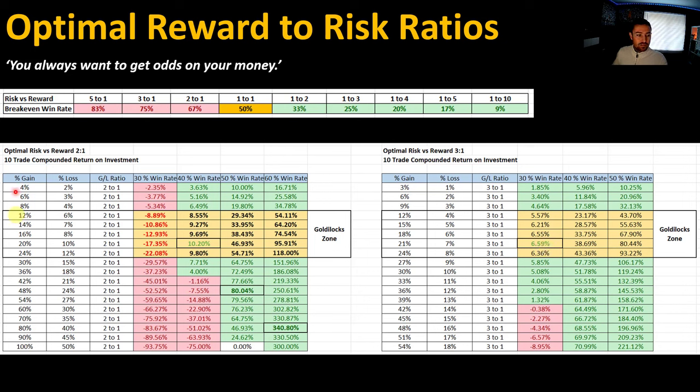If we were to do that same scenario with a reward to risk ratio of 2-to-1, and again it's the same horse racing analogy, you were going to win 4 races out of 10, so you're going to have 6 losing horse races. You may say, well, I want to win 100% on my 4 winning races, and then I want to lose 50% because it's 2-to-1 on my 6 losing races. Well, actually, at the end of that, you would have lost 75% of your capital. The correct answer is actually 20% on the 4 winning races, and then losing 10% on the 6 losing races, giving a 10 trade compounded return on investment of 10.2%.